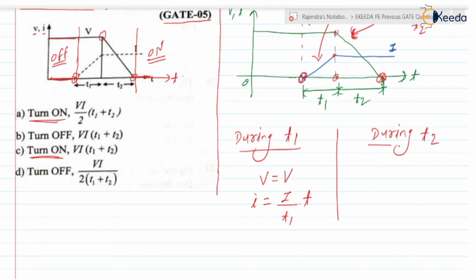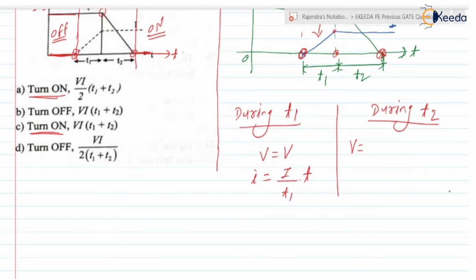Similarly, during t2, voltage is equal to V minus V by t2 into t. This is the voltage across the device. And what is the current? Current is the constant current, that is I equal to I.